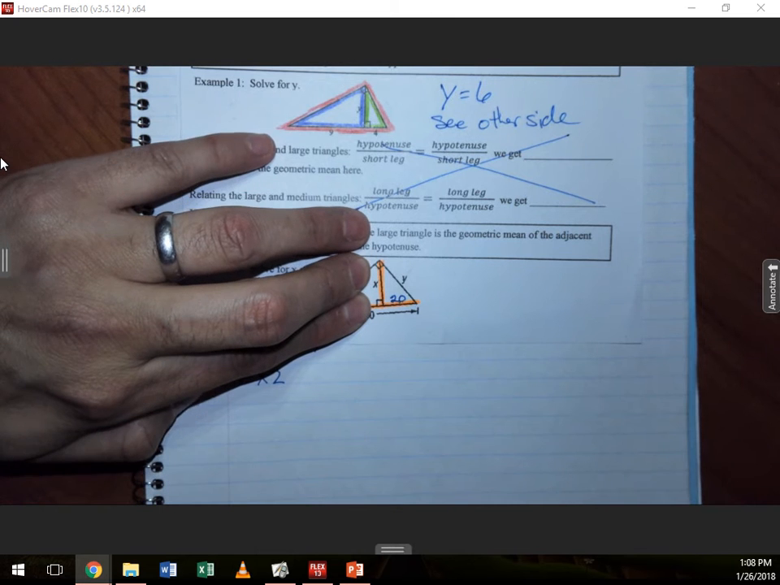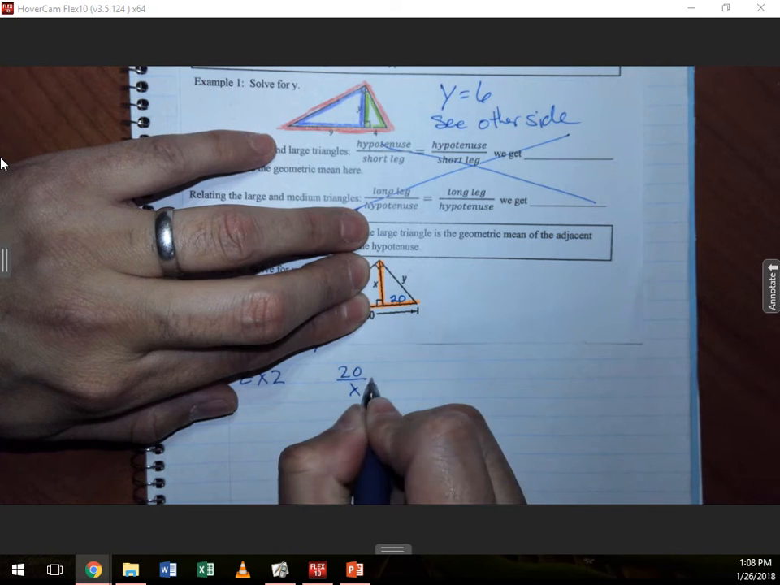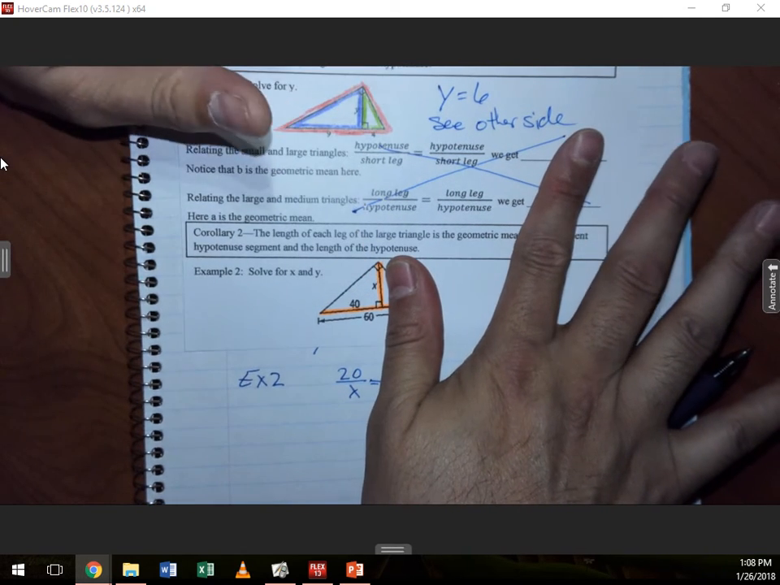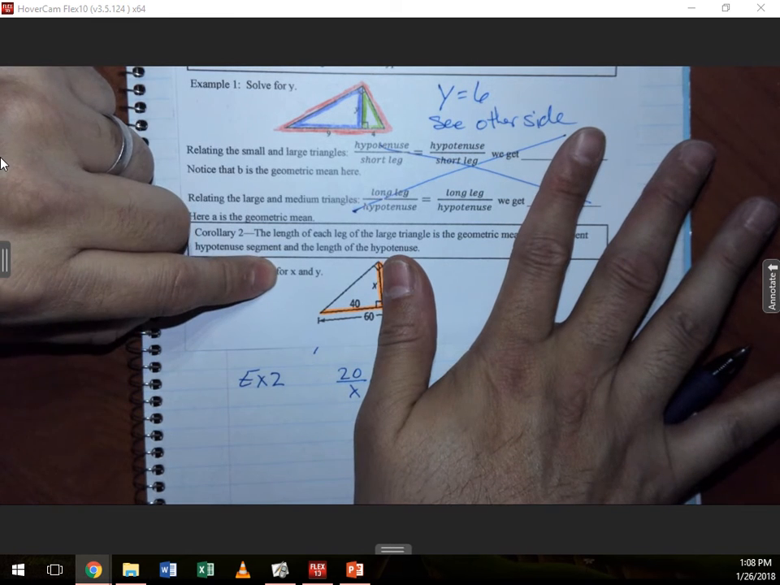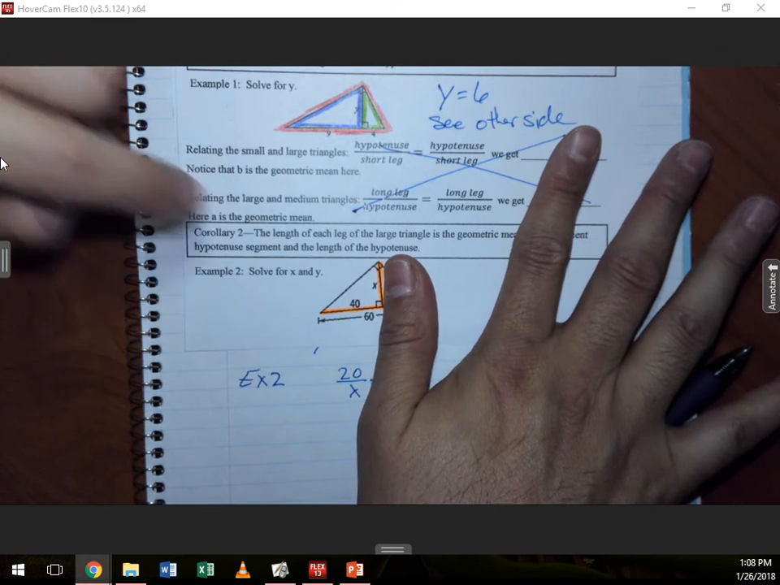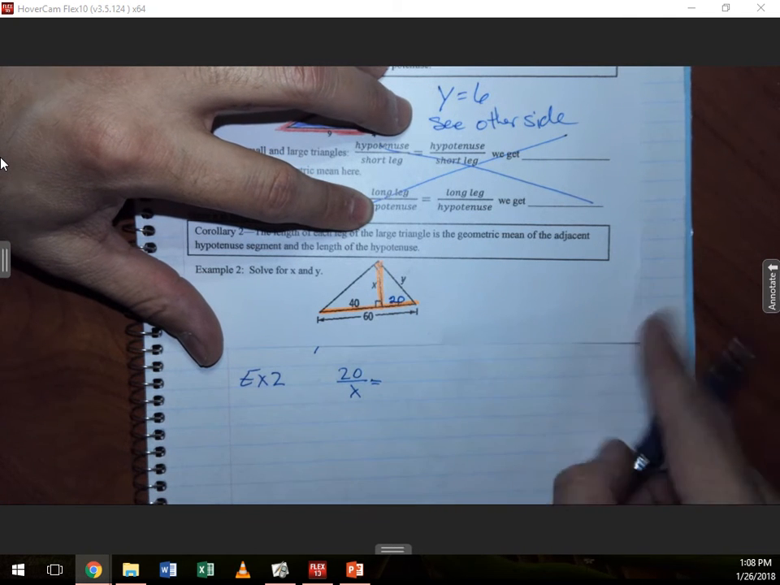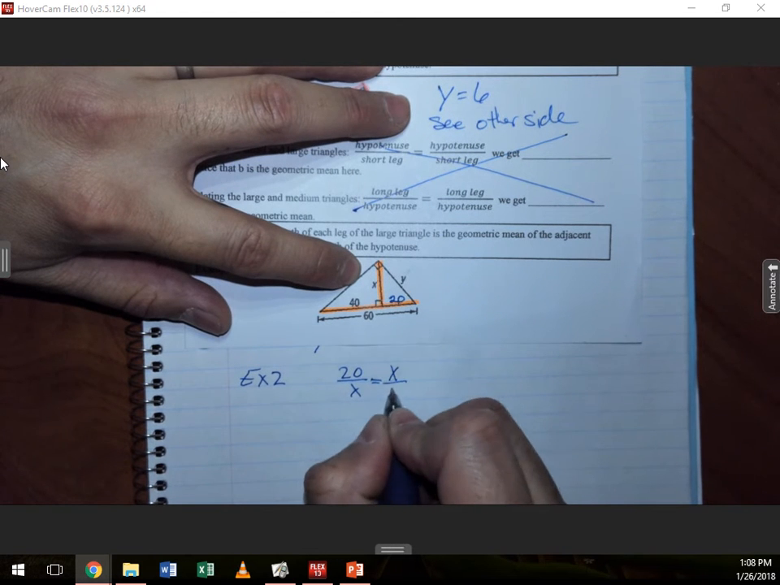I'm going to go with short leg over long leg: 20 over x. Equals, now let's look at the other triangle. So I'm going to cover up that and look at just the other triangle. What is the short leg over long leg? X over 40, very good. I covered it up for a reason, so I'm only looking at that triangle that I drew an upside down t in. If I have those values right there, I could solve for this. So short leg over long, it's going to be x over 40.